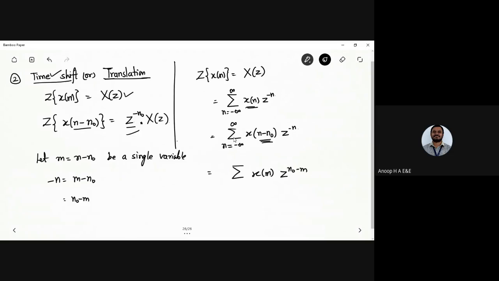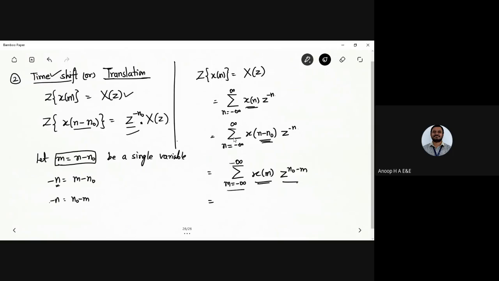Now if I want to have n, so if I want to replace it by m here, m would be n minus n naught, as I have written here. Once n is equal to minus infinity, m will also be equal to minus infinity, and at the upper end it would be infinity only. The same limits hold good. So m will range from minus infinity to plus infinity.